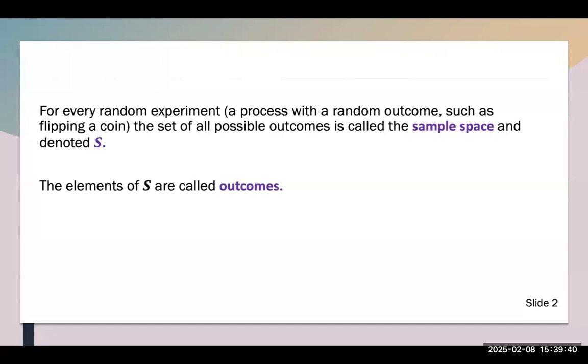For every random experiment, which is a process with a random outcome, like flipping a coin or rolling a six-sided die, the set of all possible outcomes is called the sample space, and we denote the sample space with a capital S. The elements of S are called outcomes.